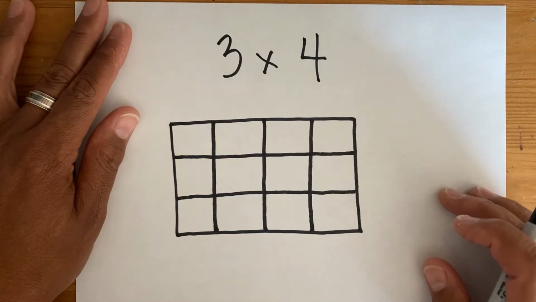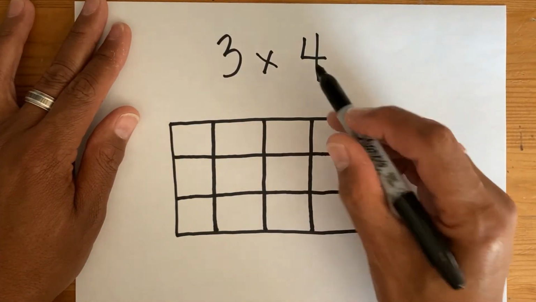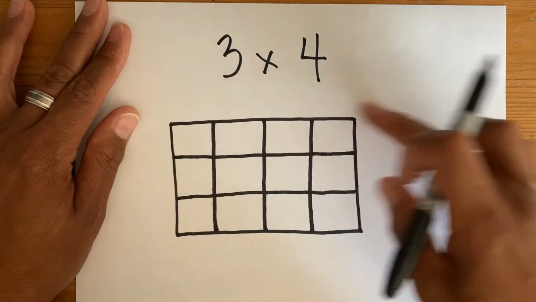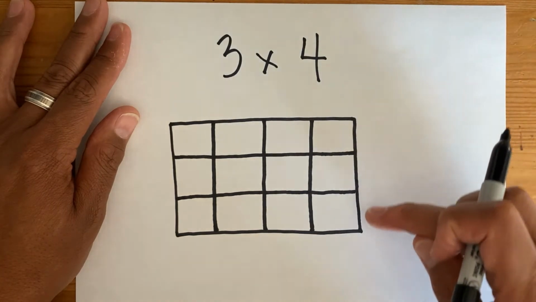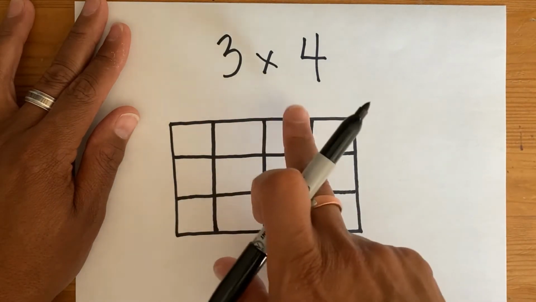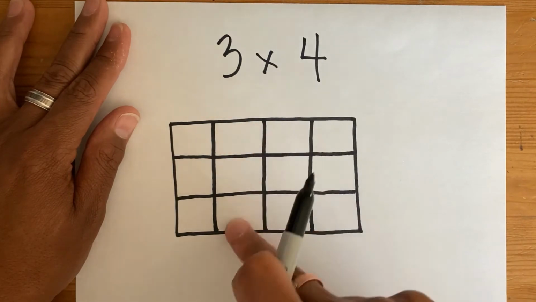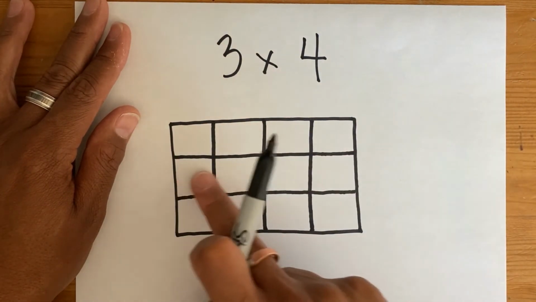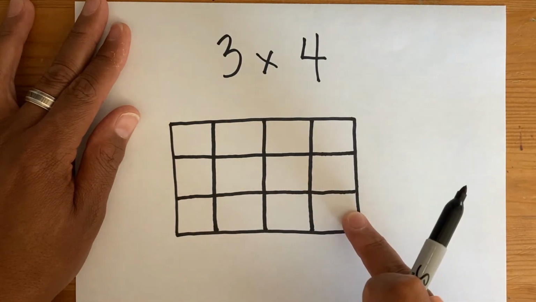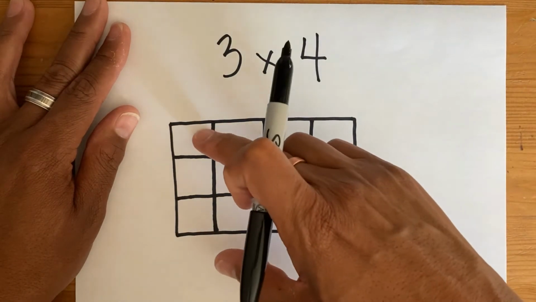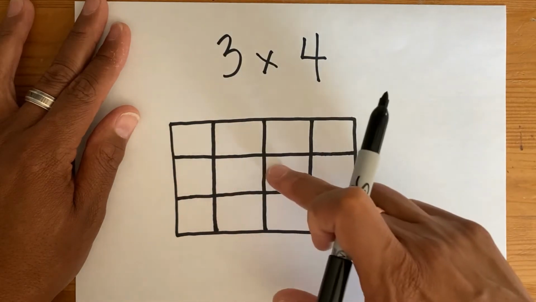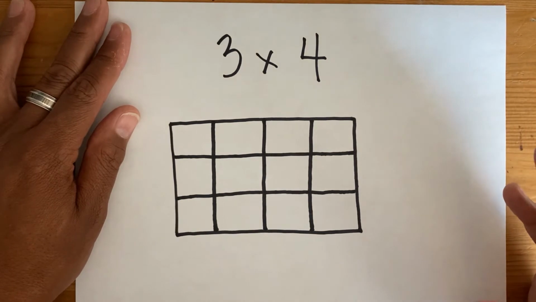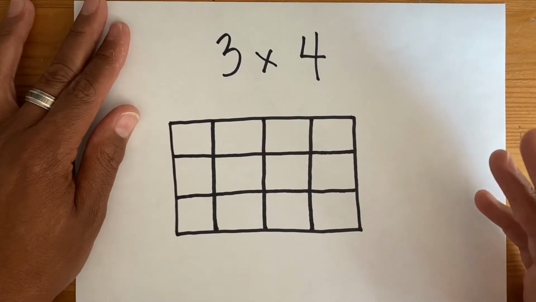Another way that you could have illustrated 3 times 4, or 3 groups of 4, is to draw an array with 3 rows and 4 columns. So columns go up and down, rows go across. So now I've got 1, 2, 3 groups, and in each group I've got 1, 2, 3, 4. 1, 2, 3, 4. 1, 2, 3, 4. It doesn't matter how you draw it, you should get the same answer every time.